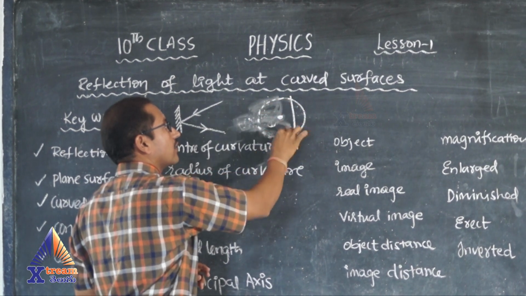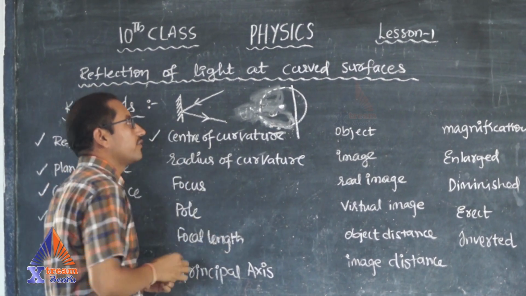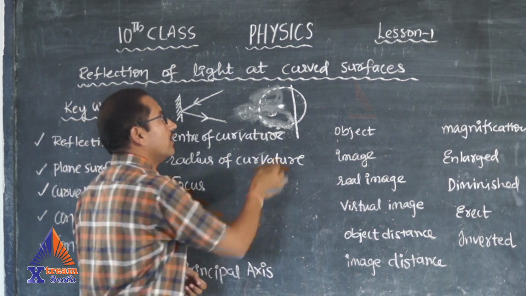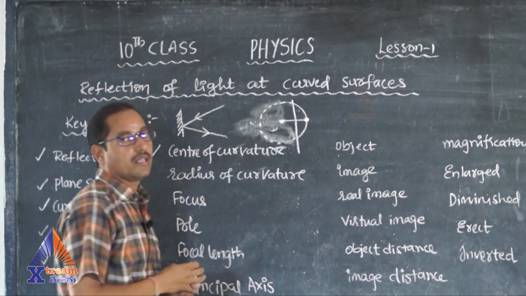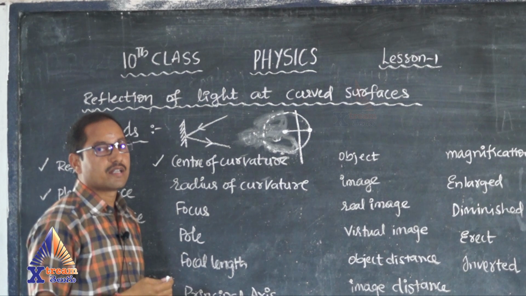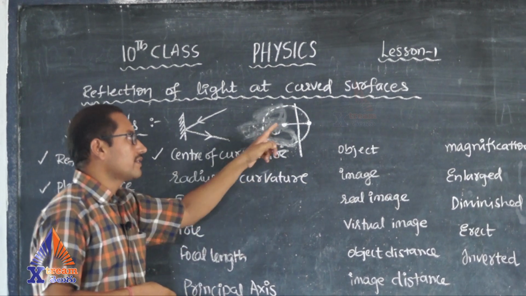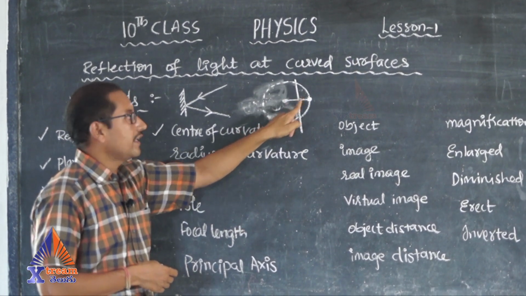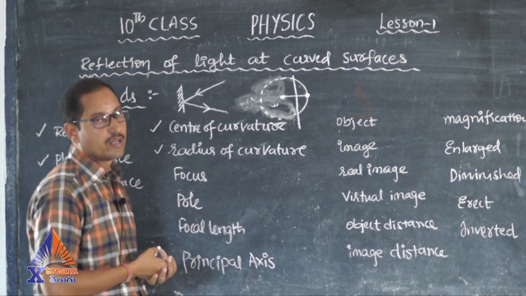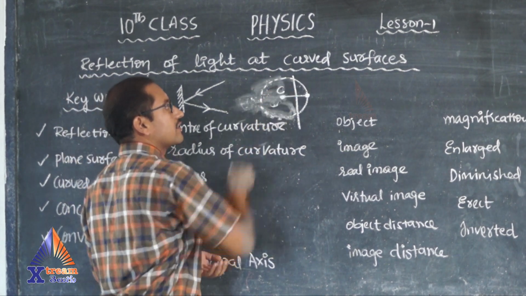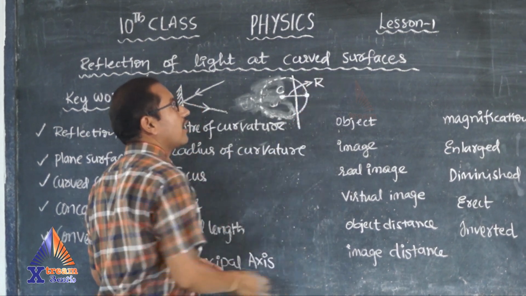The sphere would have a center. This center is called the center of curvature. And the distance between the center of the sphere and any point on the concave or convex, in fact curved, surface, which is also called a spherical surface, is called the radius of curvature. Center of curvature is represented by C, and radius of curvature is represented by R.